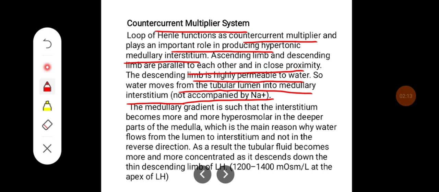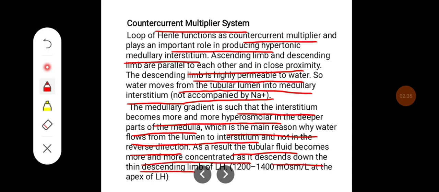The medullary gradient is such that the interstitium becomes more and more hyperosmolar in the deeper parts of the medulla, which is the main reason why water flows from the lumen into the interstitium and not in the reverse direction. As a result, the tubular fluid becomes more and more concentrated as it descends down the descending loop of Henle. The concentration will be around 1200 to 1400 milliosmoles per liter at the apex of the loop of Henle.